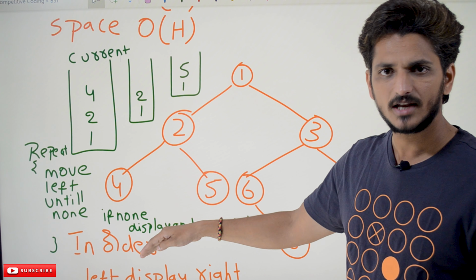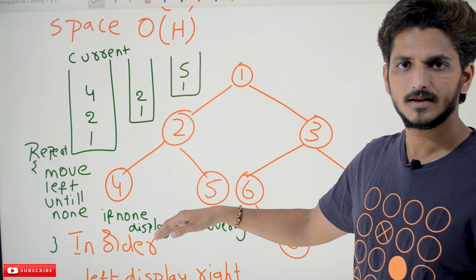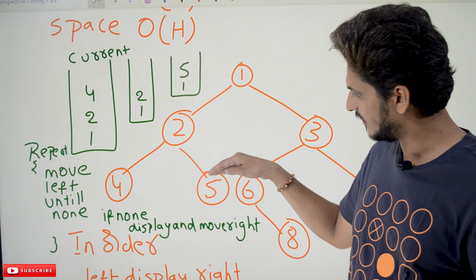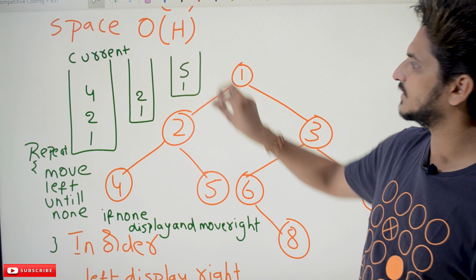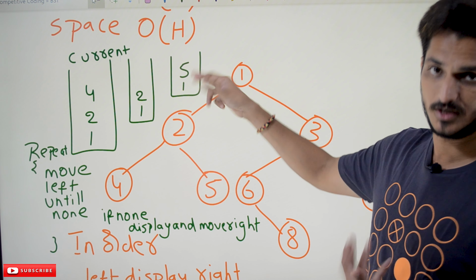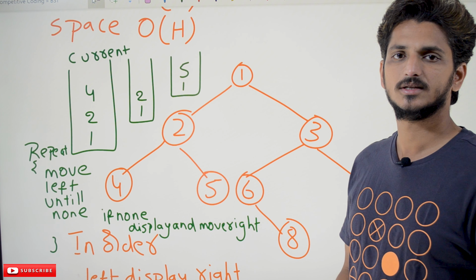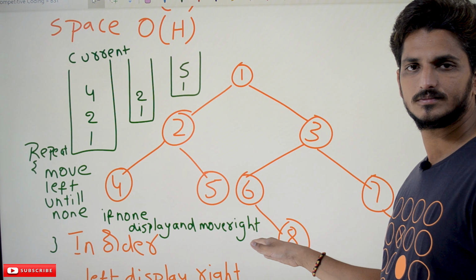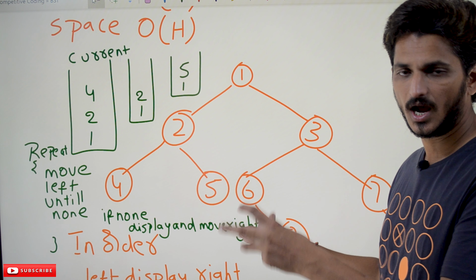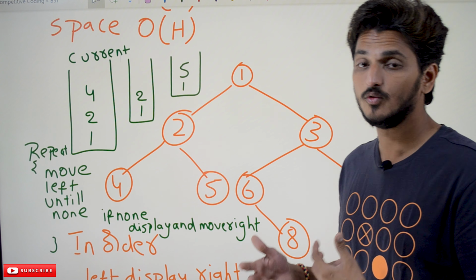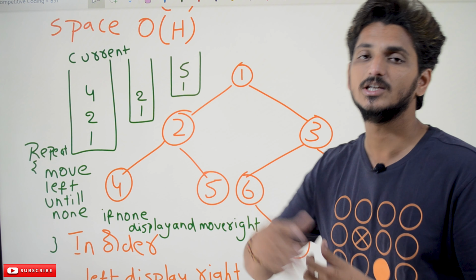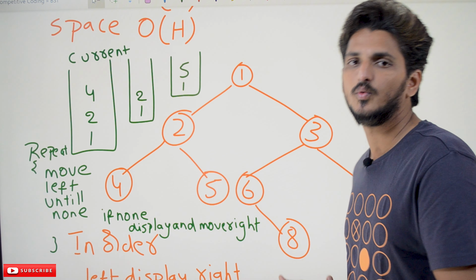If left is none, take the node, move left. If left is none, pop the element from the stack. 5. Display it. Instead of display, attach it to the double linked list and move right. If it is none, display and move right. Here we know we are not displaying it. We are attaching it to the double linked list and moving to the right.